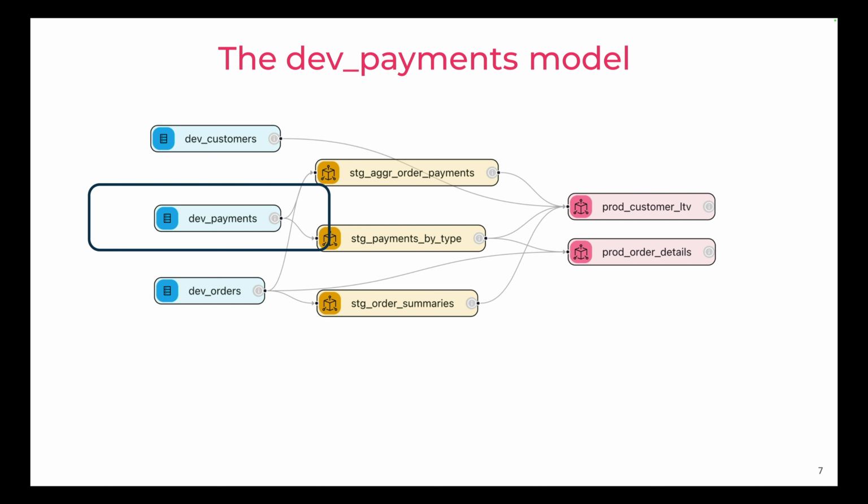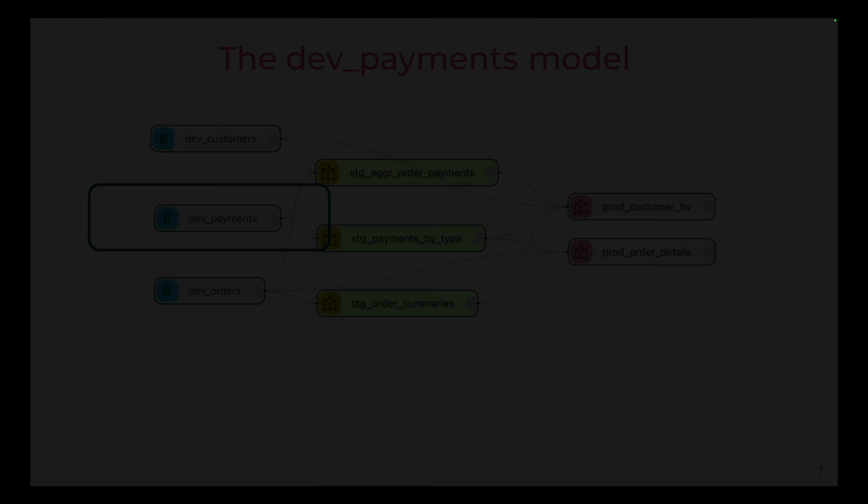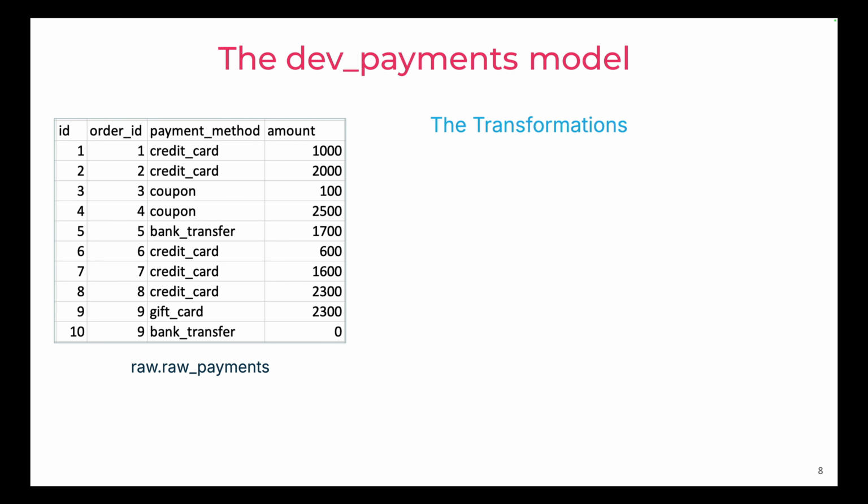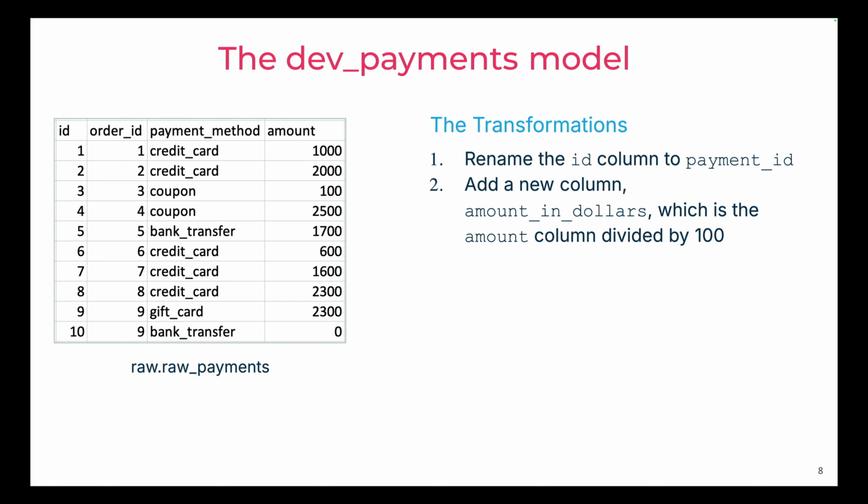First, let's look at the dev payments model. This is a pretty simple model. What we essentially do is that we derive this model from the raw payments model, and we will rename the ID to payment ID, and we'll also add a new column. As you can see here, this particular amount column is in cents, so we'll have to convert that into dollars. So we add a new column.